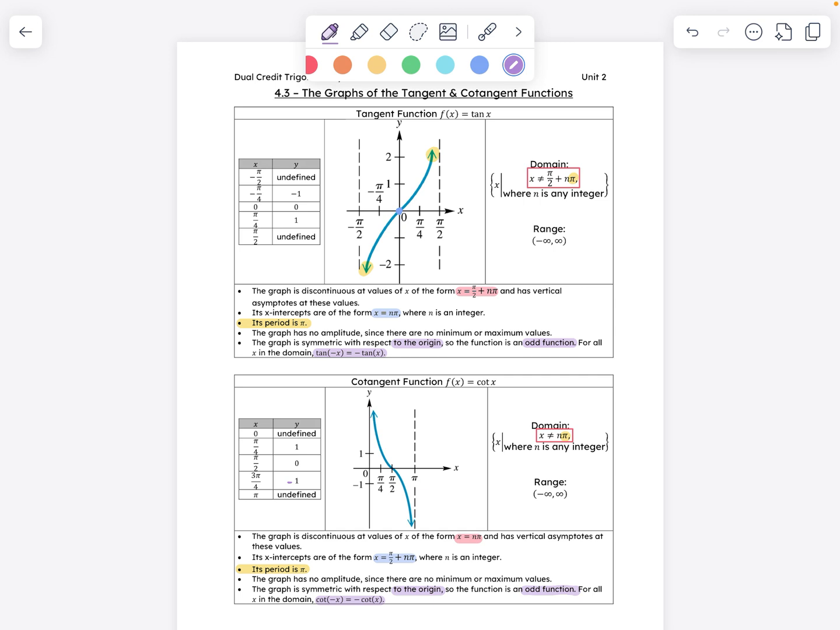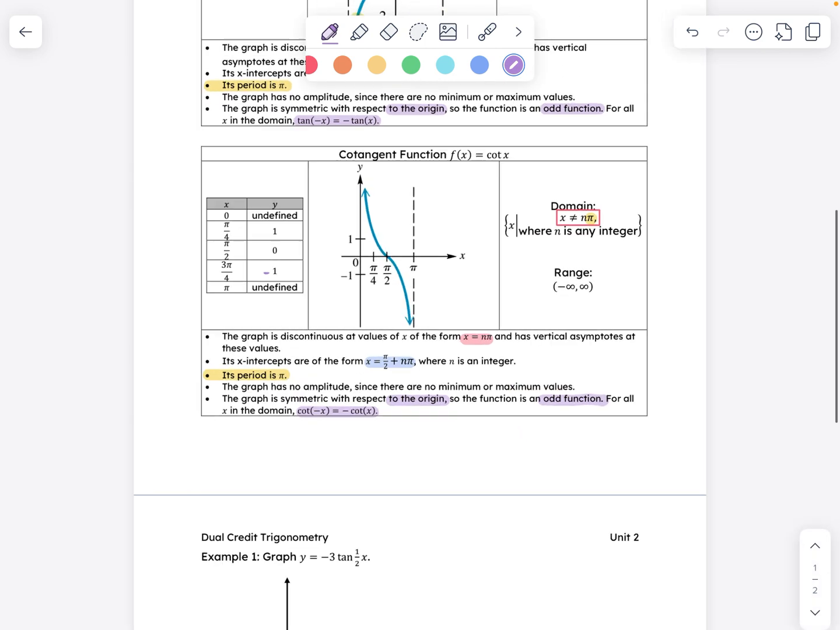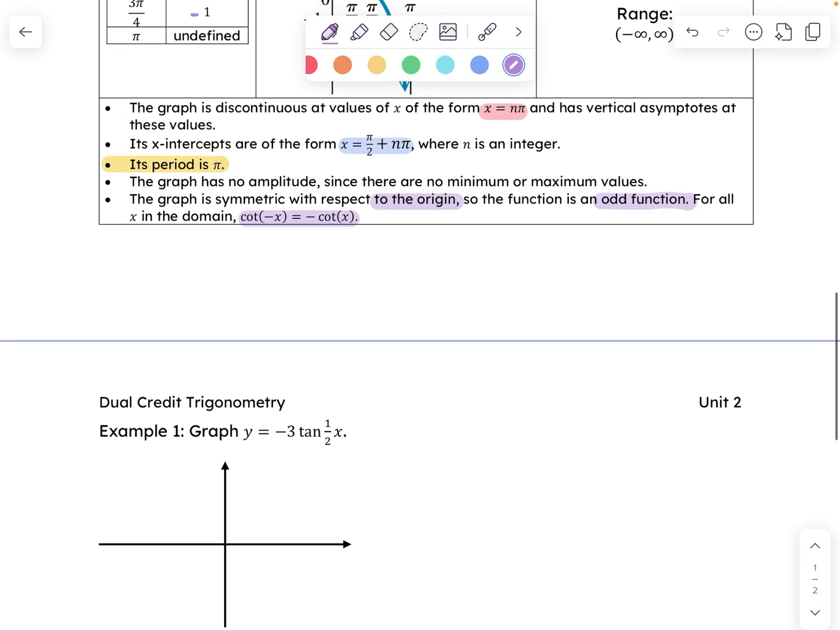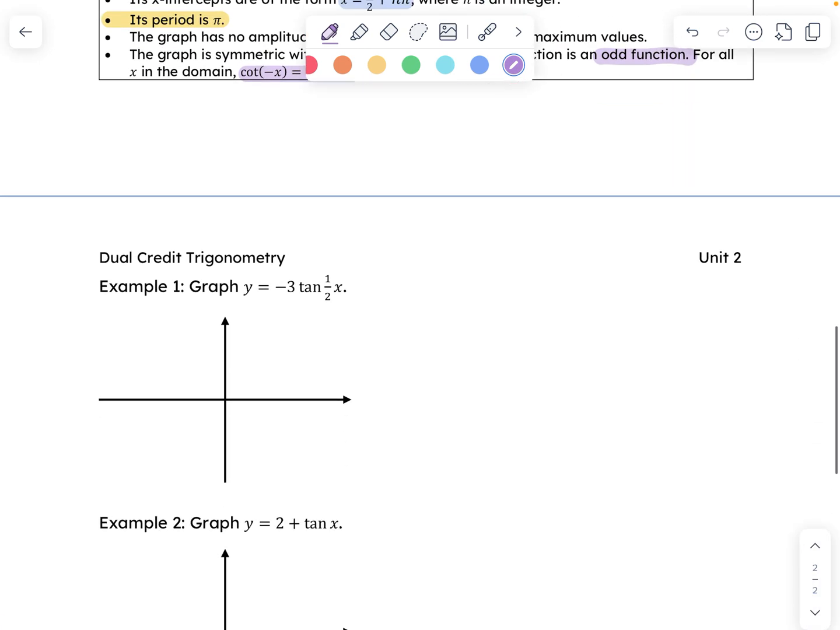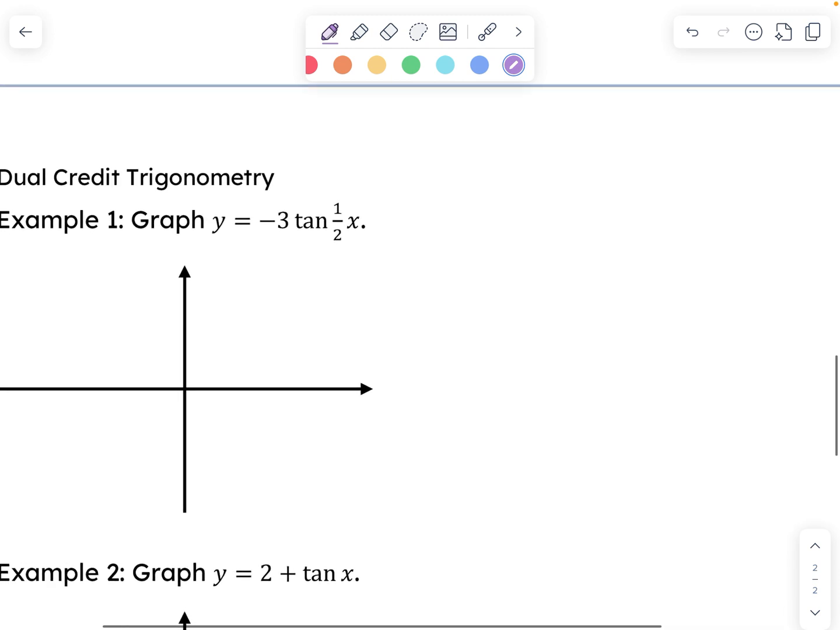Let's look at some graphs, let's look at some examples, and let's see what's happening here. So for example 1, I have y equals negative 3 tangent of 1 half x. So I need to figure out kind of the same steps we did last time, figure out what my x values are going to be, and that's going to start by figuring out my period. So I'm going to make a table over here.